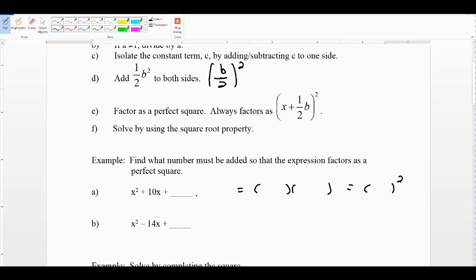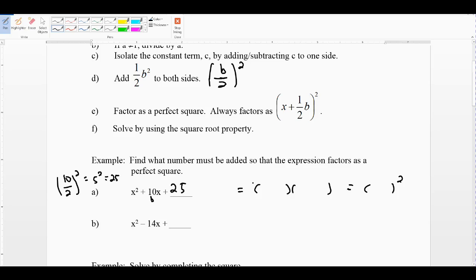And here's the process. We're going to take our b, which is 10, and we're going to divide that by 2, and we're going to square that answer. Well, what is 10 divided by 2? And you'll say 5. And when you square the 5, you get 25. So that's what you add to both sides.